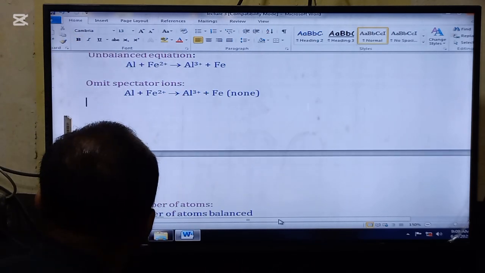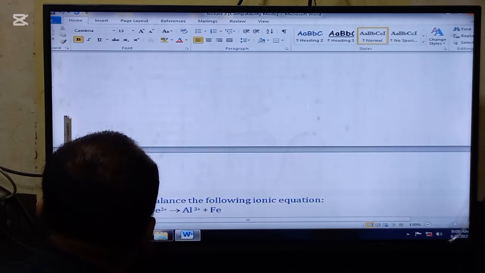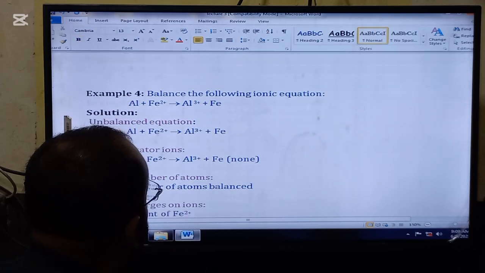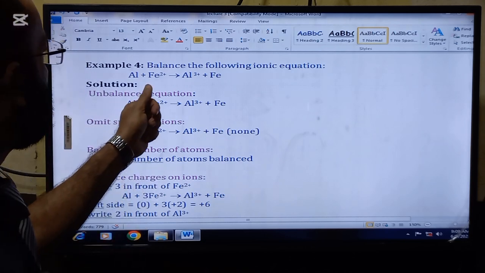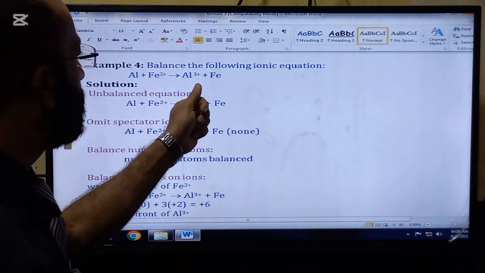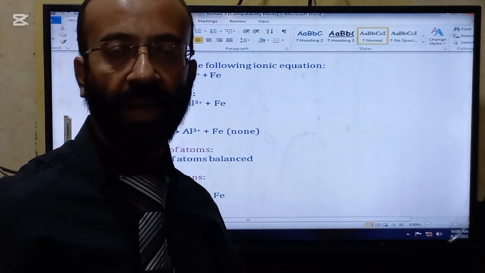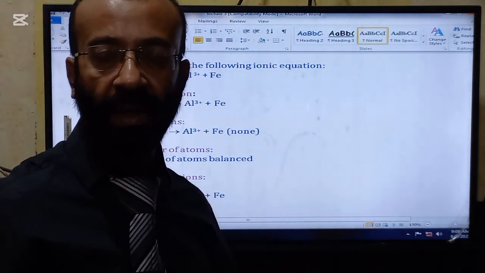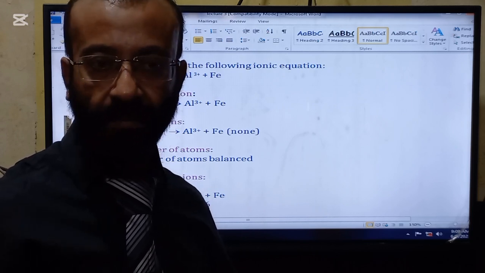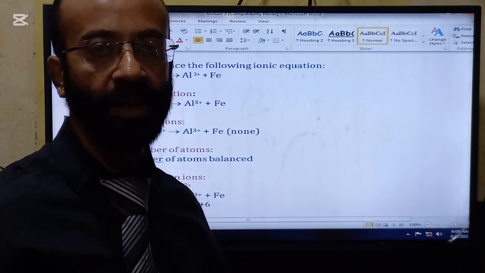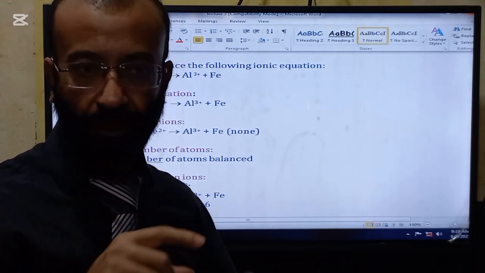And the other equation is here. So look now. Balance the following equation. Al plus Fe2+ forms Al3+ plus Fe. So the first 2 steps are already done. That is the word equation. So there is no need to write the word equation, students. And the next step was to write the formulas of the word equation.